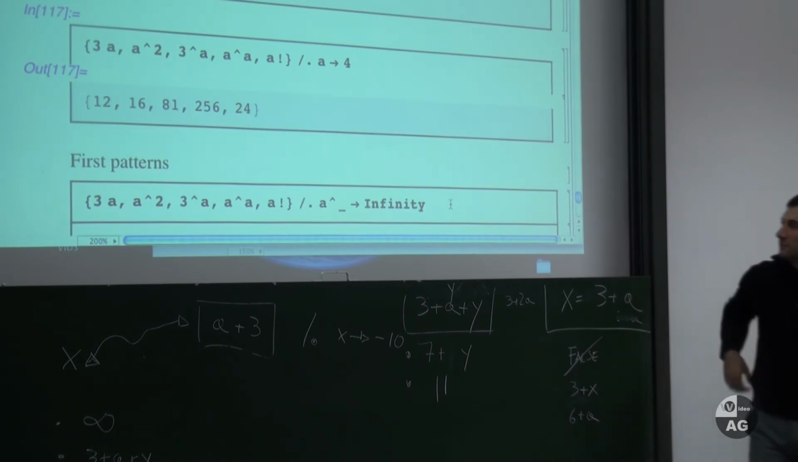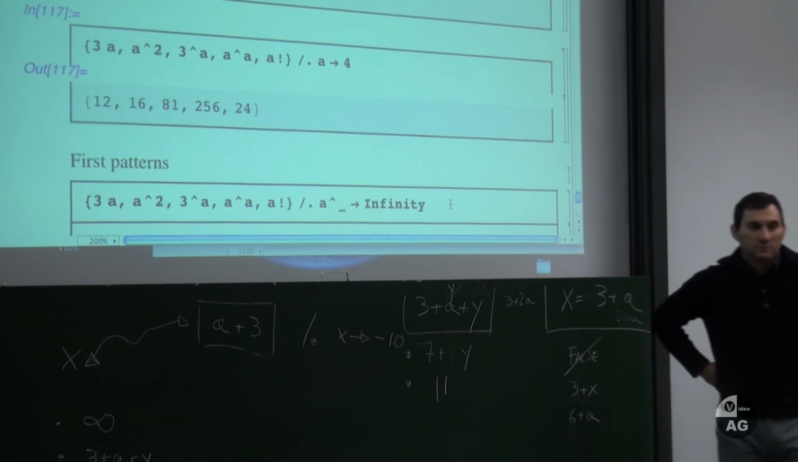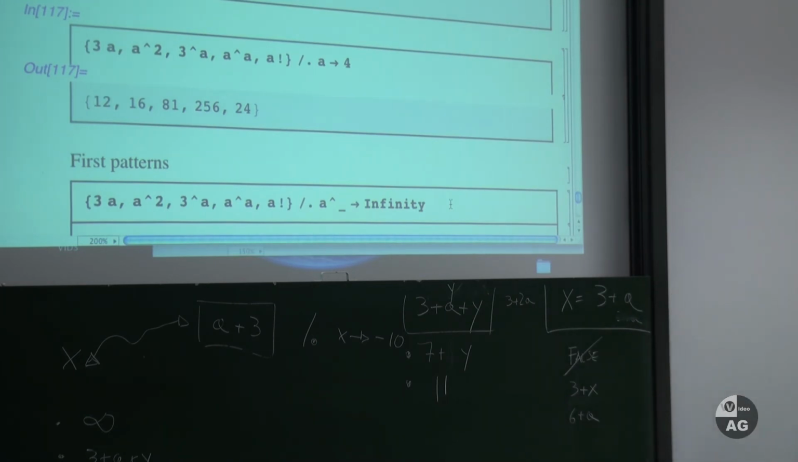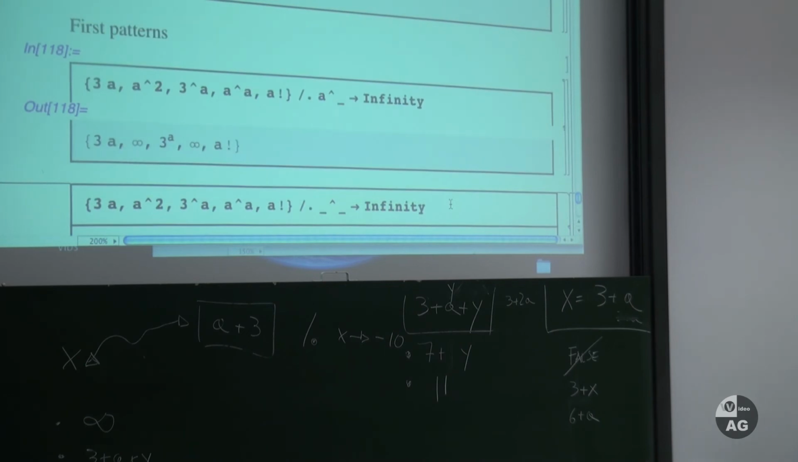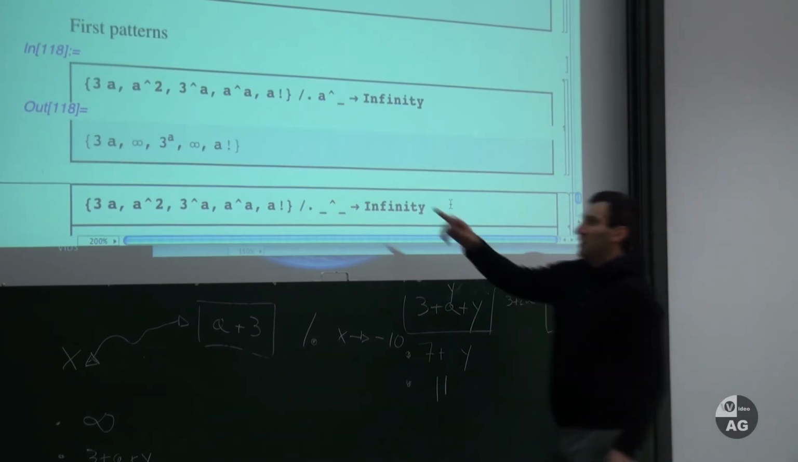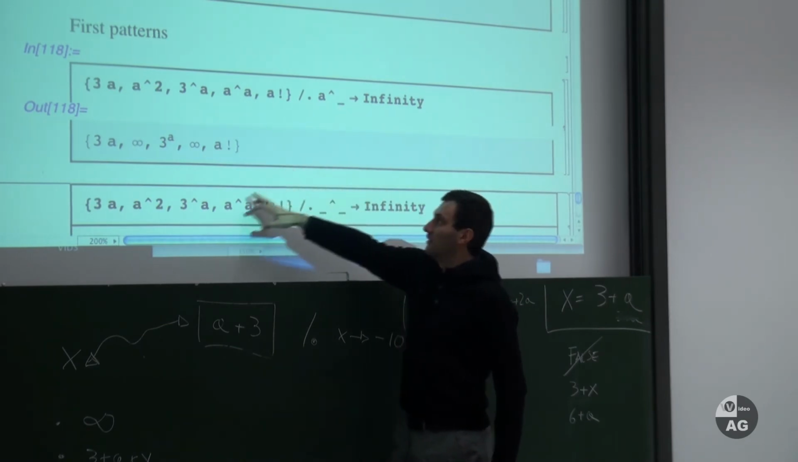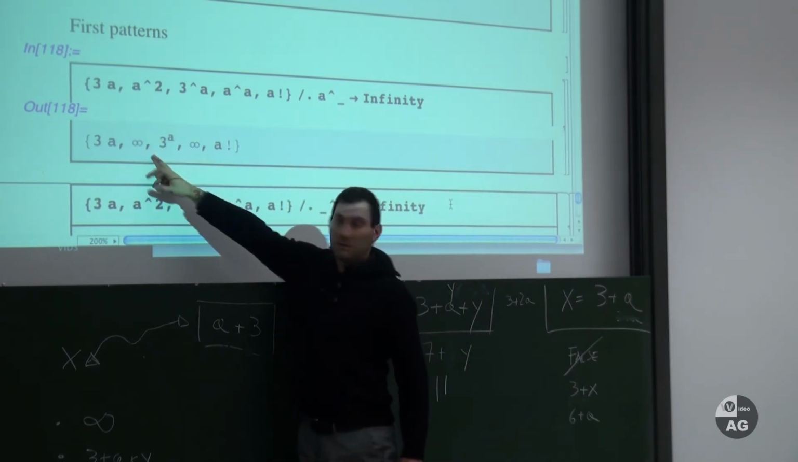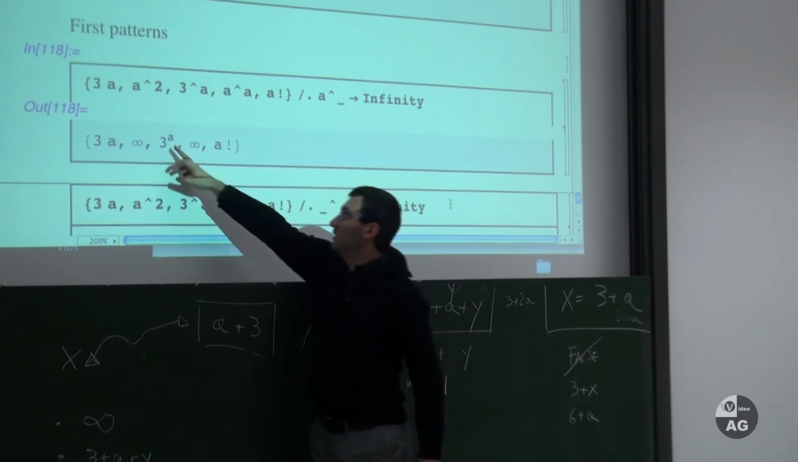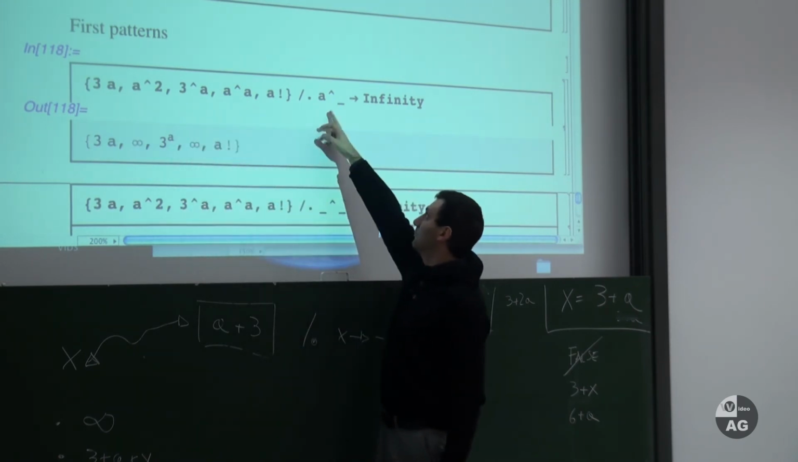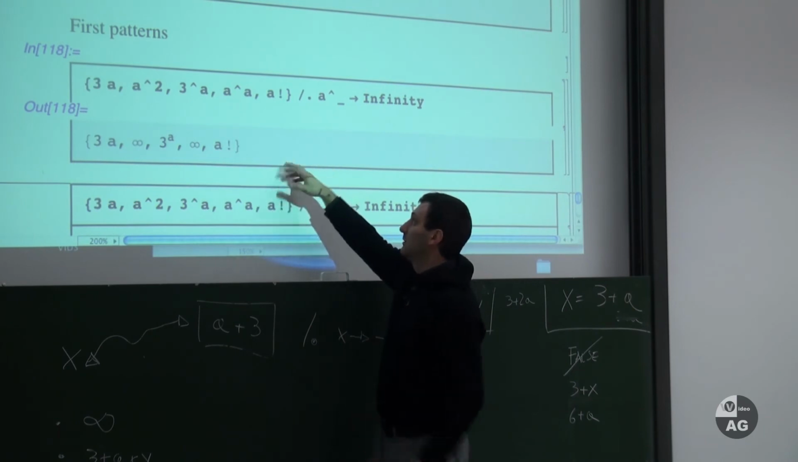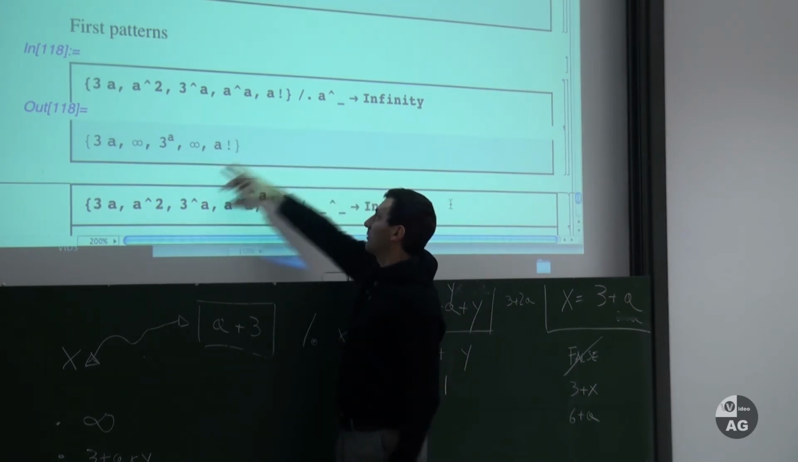3a infinity, 3 to the power of a infinity, a infinity. So it looks like we will have a couple of infinities around. And that's exactly right. 3a doesn't have the structure of a to the power of anything. A, yes, it is, so we turn it into infinity. 3 to the power of a doesn't look like a to the power. A to the power, okay, good, and a.